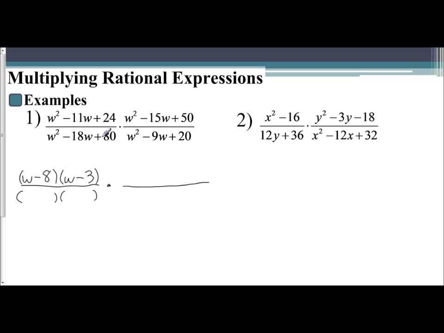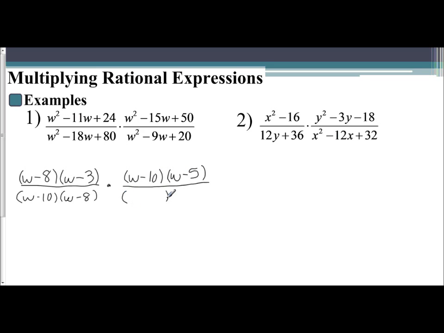It's a trinomial. They multiply to give you 80, and they add to give you negative 18. And so I need to figure out what multiplies to give me 80 and adds to give me negative 18. That would be negative 10 and negative 8. Move up to this numerator. They multiply to give you 50, add to give you negative 15. So again, I have a positive product and a negative sum, so a minus and a minus. Multiply to give me 50, add to give me negative 15, or negative 10 and negative 5.